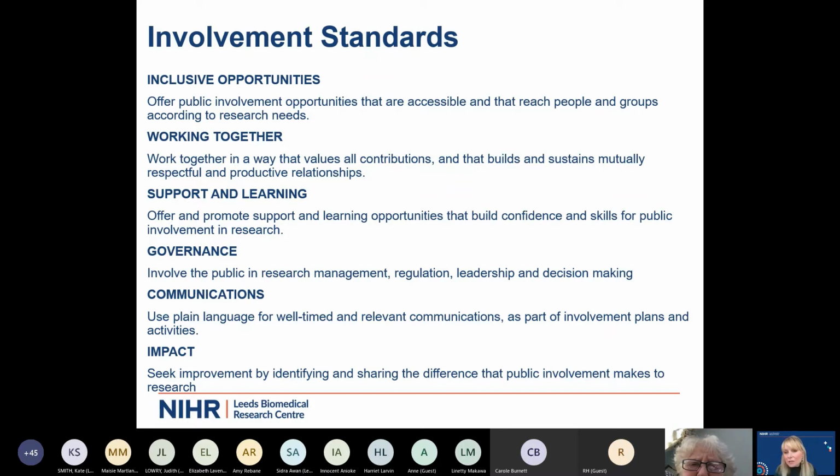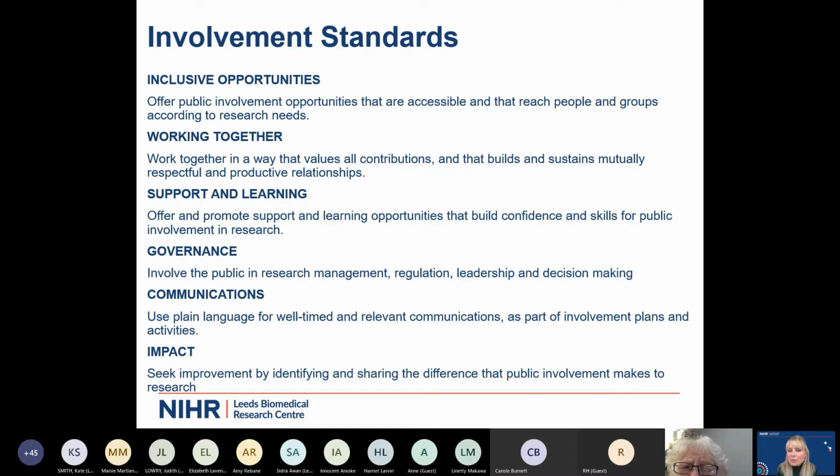Communication is so essential for good patient and public involvement. Your communication should be well timed, it should be relevant, it should be accessible. We ask that people get in touch with us at least 3 weeks before you want people involved, so that we can give people ample time to read any of the documents that they need to, and also to fit it around their lives.